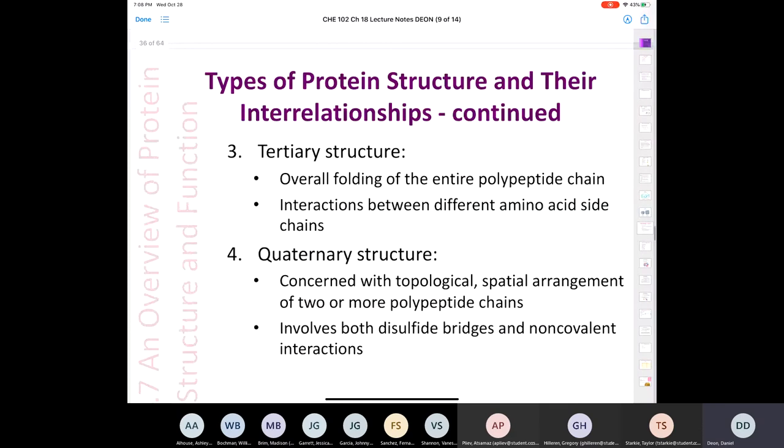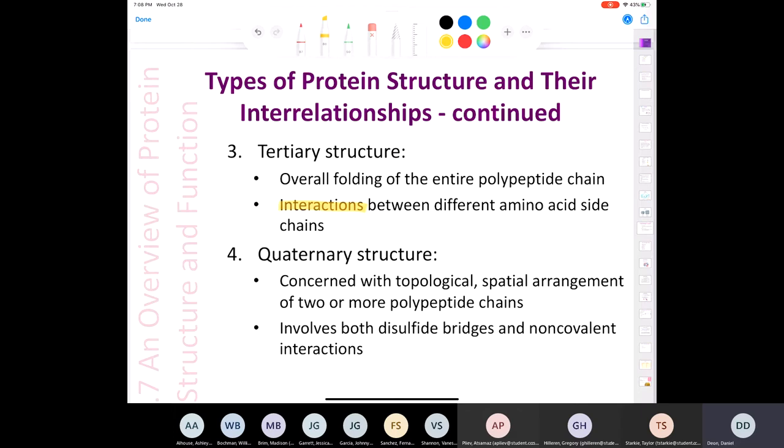Tertiary structure is the folding of a big polypeptide chain. Why would it fold? Why the heck would it even do that? It's because of the interactions between different amino acid side chains. What are the interactions? Disulfide bridges, salt bridges, hydrophobic interactions, and hydrogen bonding.